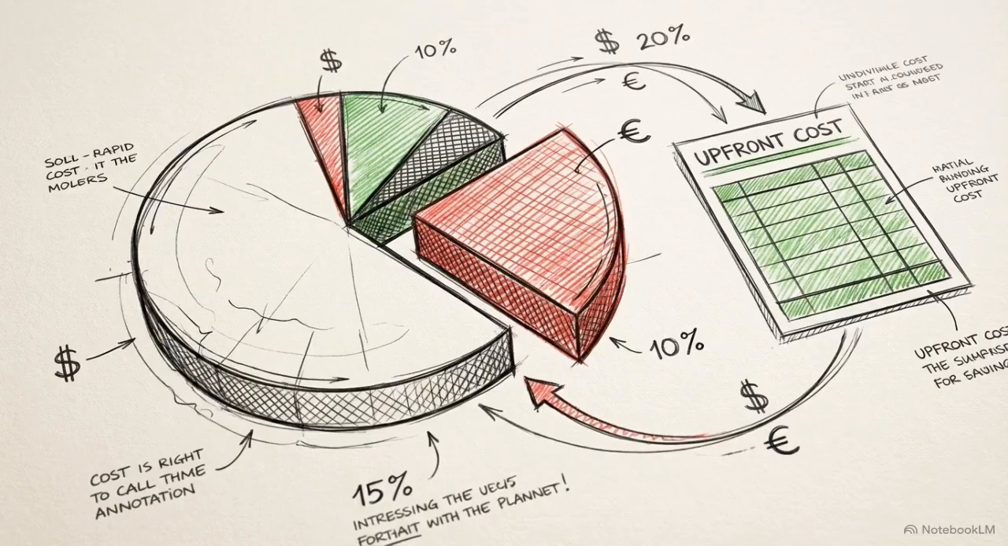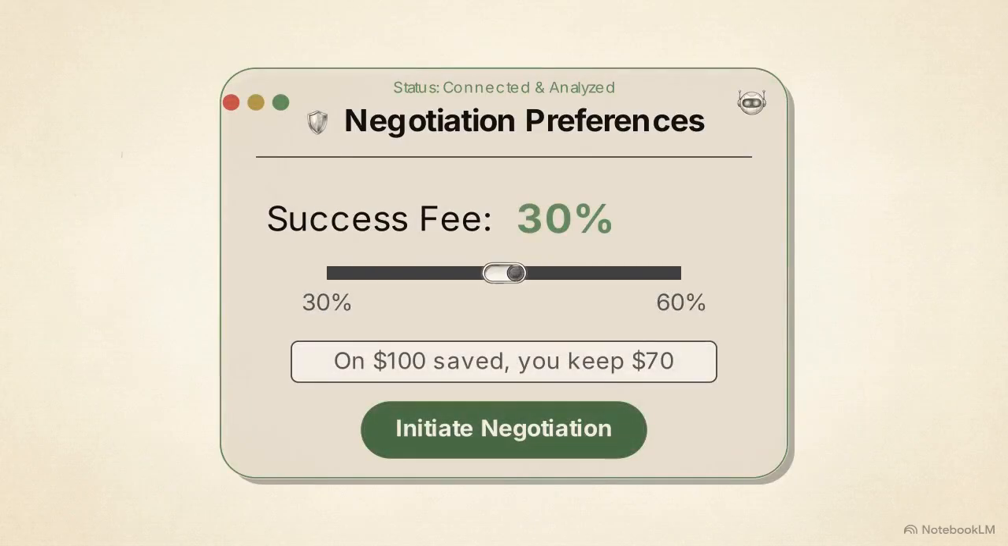If the app successfully lowers your bill, they charge you an upfront fee taken directly from a percentage of your first-year savings. This dashboard mockup shows the manual toggle slider you use to control that cost. Before initiating the negotiation, you must actively slide this toggle to set the success fee percentage, typically ranging between 30%.